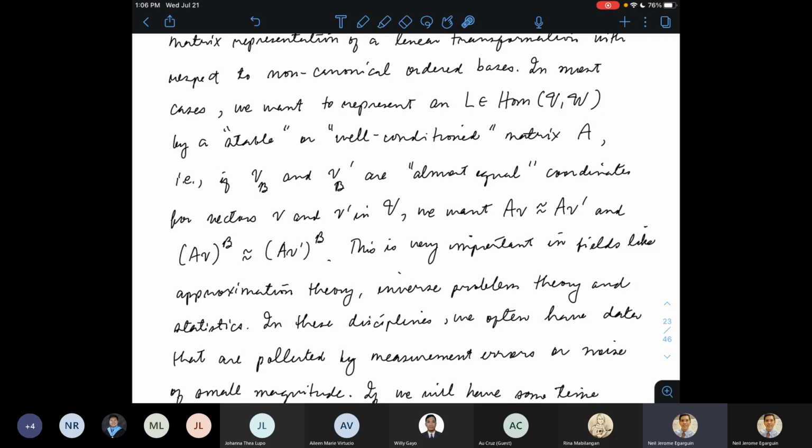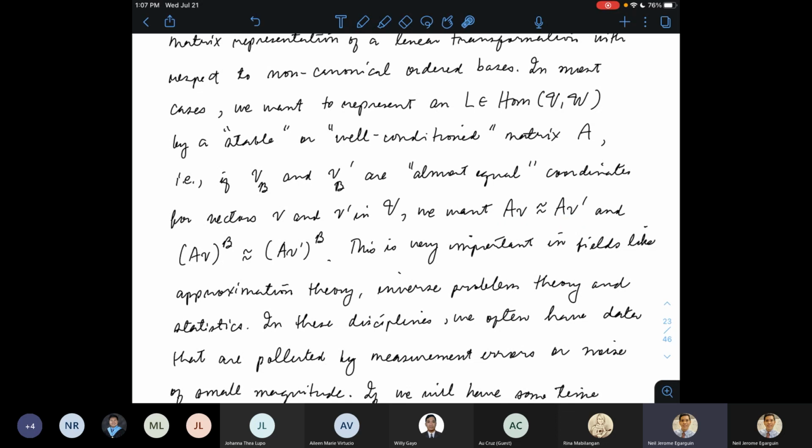So we say ill-posed, or maybe I'll phrase it this way. A matrix is well-conditioned if you have coordinates v and v prime that are close to each other, then Av is also close to Av prime. So if you have two vectors v and v prime that are close to each other, depending on how the norm in your vector space is defined, then the matrix A will be well conditioned if Av is also close to Av prime.